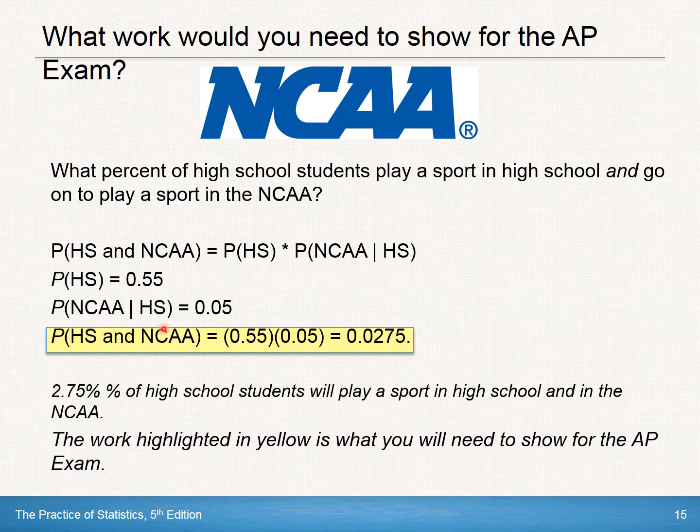Please make sure that you write your answer as a sentence in context so they know exactly what probability you found. So 2.75% of high school students will play a sport in high school and in the NCAA. That's really not that high of a percentage. So the highlighted work is the work that you need to show for the AP exam.